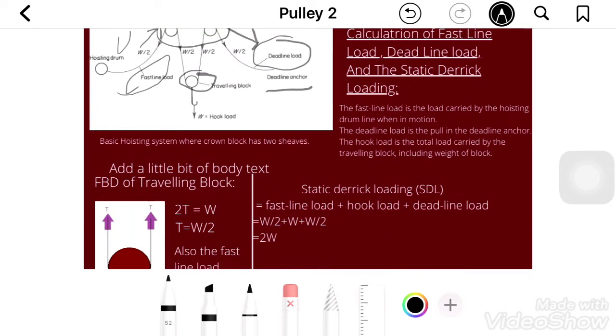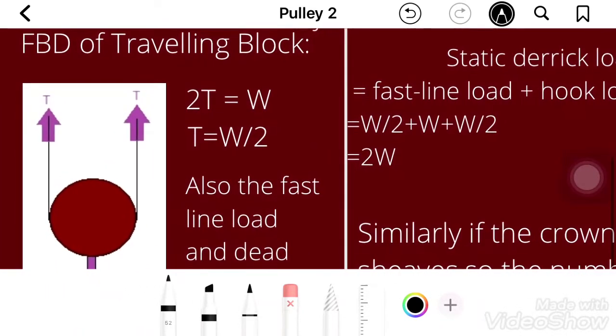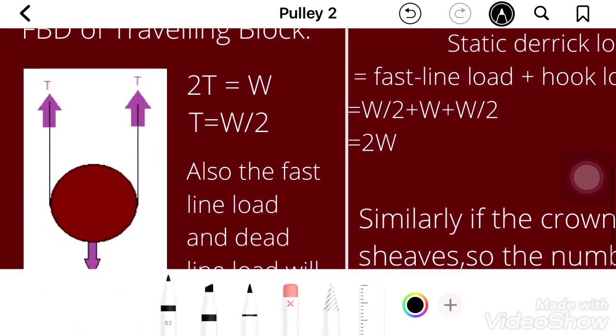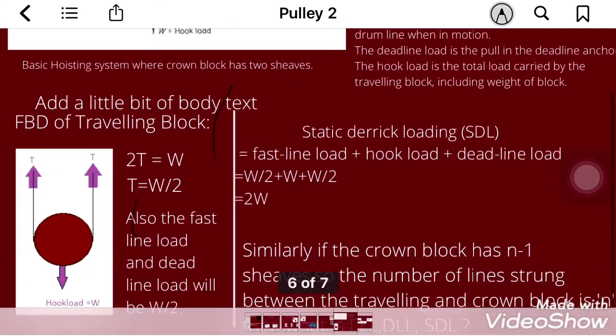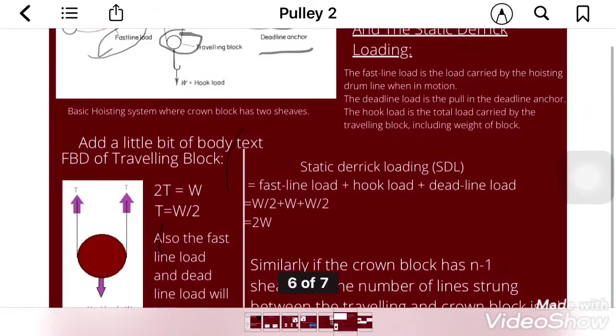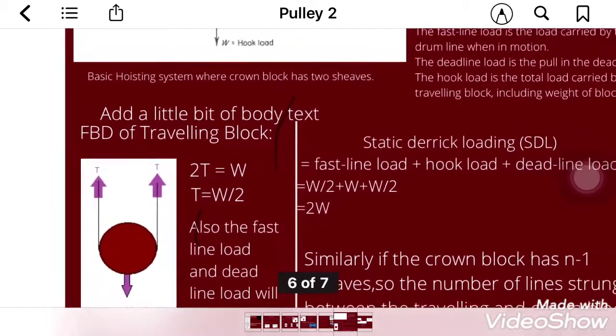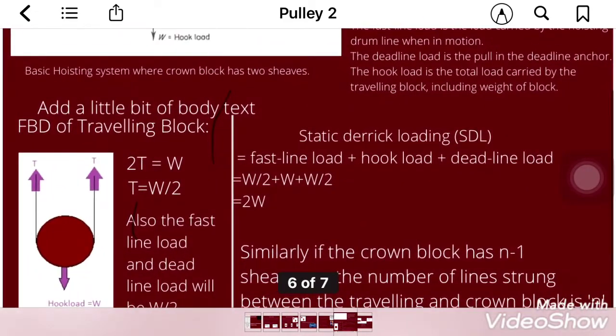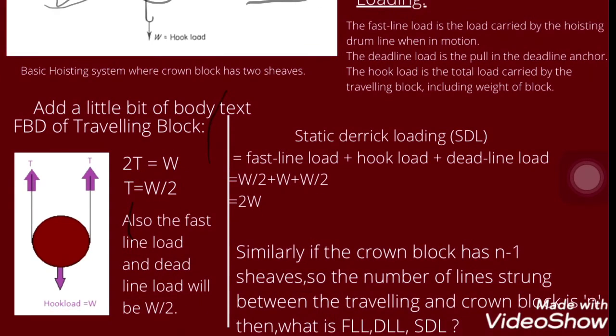loads by drawing free body diagram of traveling block. As you can see it here, this is our traveling block. Let T be the tension in the line. So here 2T acting upward will be equal to the hook load W. So from here we will get the value of tension in our lines as W by 2, that is hook load by 2. As we are not considering any friction, so the fast line load and dead line load will also be W by 2 and W by 2 respectively.